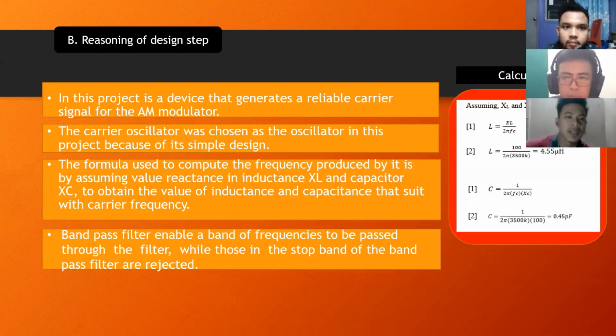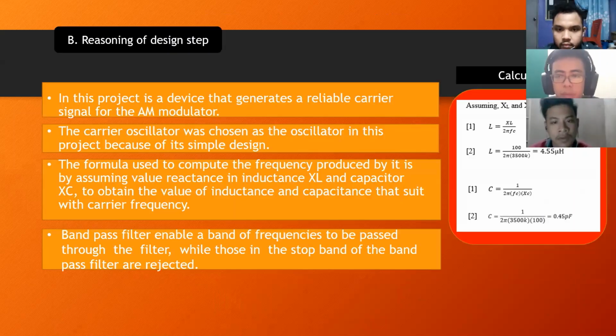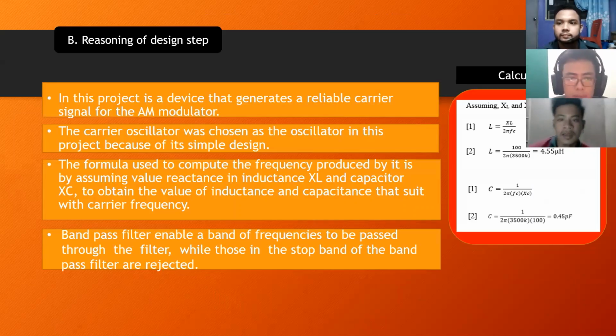Next is the reason for the design step. In this project, the device that we choose is to regenerate the basic signal for the AM modulator. The carrier oscillator was chosen as the oscillator in this project. The figure shows the calculation. The inductance that we get is 4.55 microhenry. The capacitance that we got is 0.45 picofarad. That's all for me.